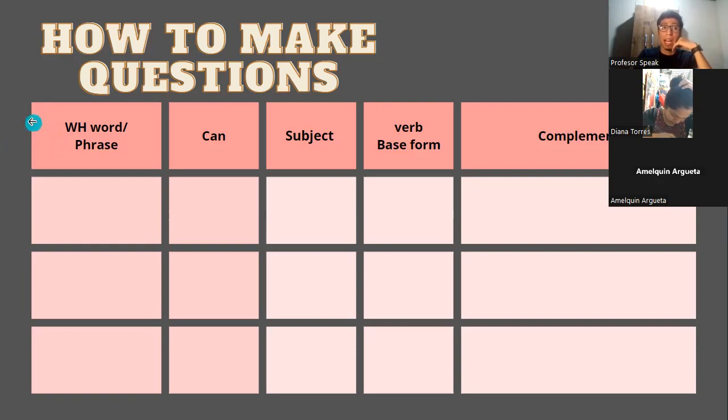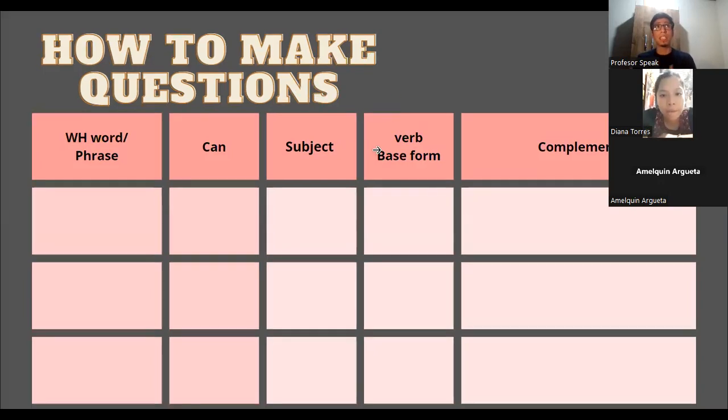Here we have the formula, or the form, of how to make those questions. So Diana, can you help me read this formula, please? WH word, auxiliary, can, subject, verb, base form, complement. Very good. This word base is a cognate, because it's the same in English and in Spanish, but the pronunciation in English is base. Exactly, base.